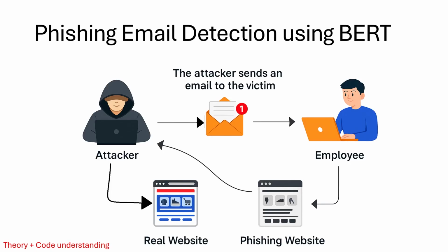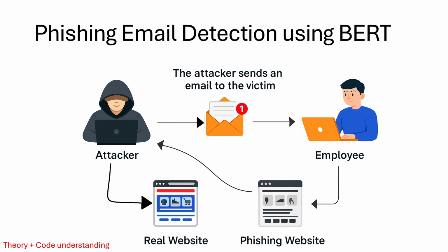Today we are diving into another exciting AI project, which is detecting phishing emails with the help of BERT. In this project I'm going to cover two parts. The first is the theory part, where we will understand the background and the type of problem. Then I will explain the coding part as well, where I will train the BERT model to detect these phishing emails from the network. So before moving to the architecture part, let's understand what phishing emails actually are.